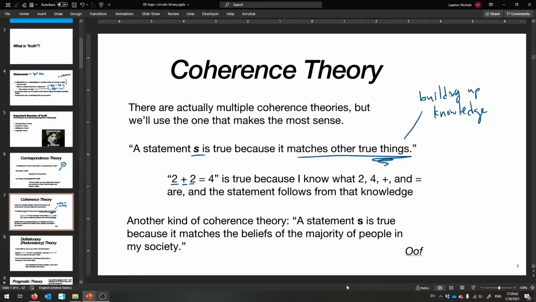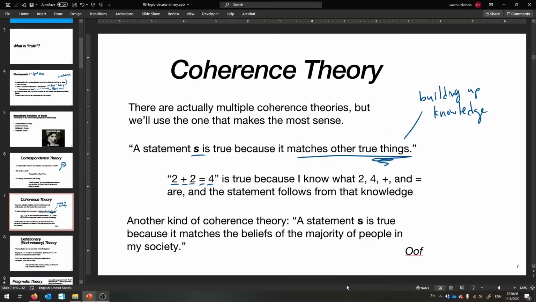There's my 2's, my pluses, my equals, and my 4's. I know what all of these little characters mean, and I know what's true about them, and I can build up this statement and prove that it's true from that knowledge. It follows from it. Okay? That is the idea of coherence theory. So that's one coherence theory. It's the nicest one, I think. There's other kinds of coherence theories.